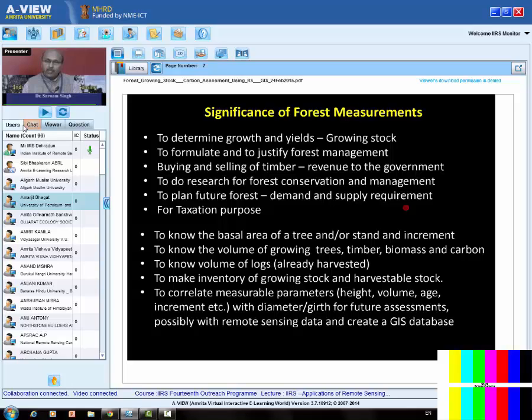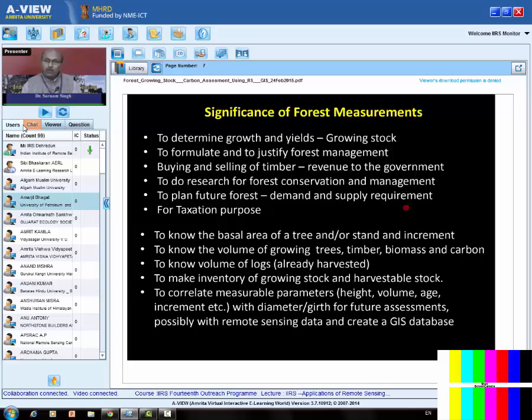And to make inventory of the growing stock and harvestable stocks. That means how much is growing, that is the availability. Out of that, how much can be harvested depends upon the forest type to type or the species to species, and also the age. Some species can be harvested after 60 years, some can be harvested after 50 years, some even after 100 or 120 years. So there are different recommendations or prescriptions for different types of species for harvesting.